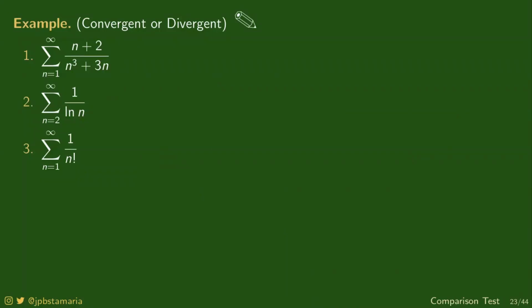What do you think is this? Kailangan ito may pandama ka muna eh. Kailangan may pandama ka kung convergent or divergent. What do you think about this? Is this convergent or divergent? Wala kayong nararamdaman dito?